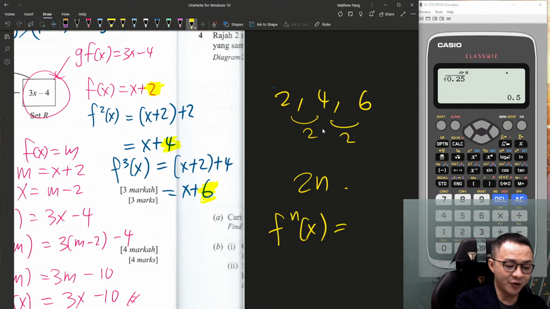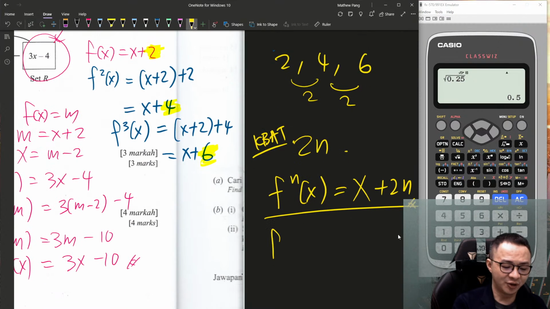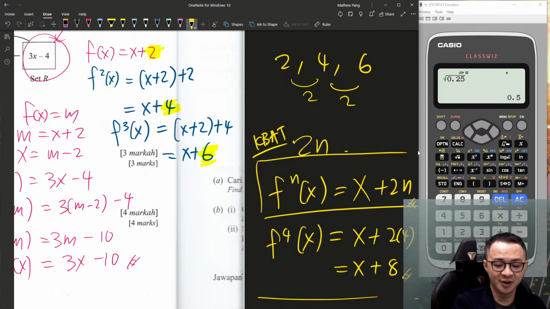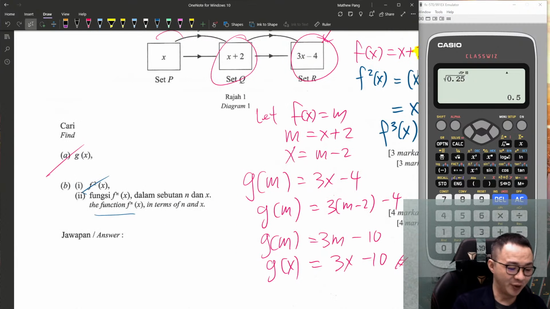Everything also starts with x. So x is a constant, but the variable will be the number at the back, so plus 2n. Yeah, this is a little bit of a caveat for students who are not so familiar with how to find the function to the power of n. So you can try to test it. It's quite accurate. If let's say this is f to the power 4 of x, this is x plus 2 times 4, which is x plus 8. So it actually makes a lot of sense. It's not simply trying to cheat you. Yeah, this is how we do part 2.